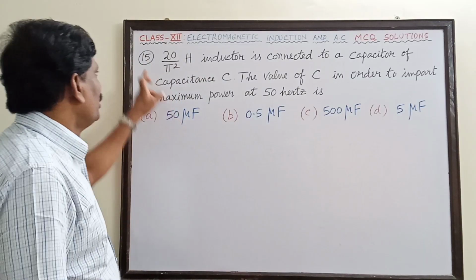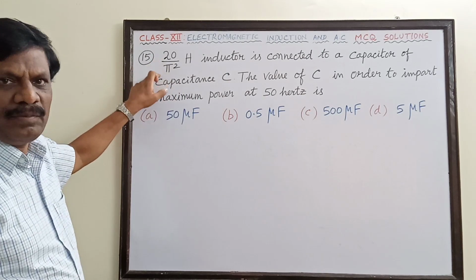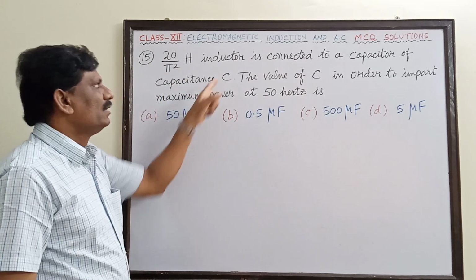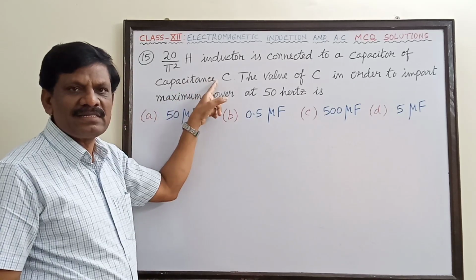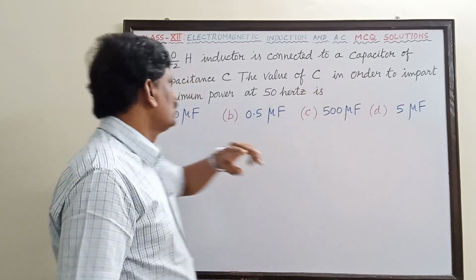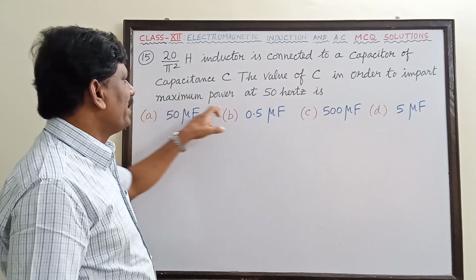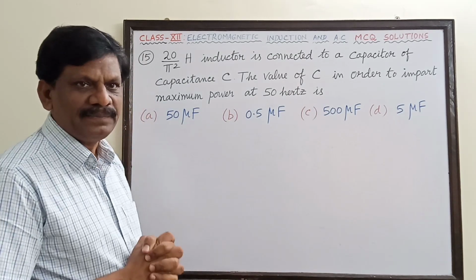Hi students, MCQ number 15. 20 by pi square Henry inductor is connected to a capacitor of capacitance C. The value of C in order to impart maximum power at a 50 Hz frequency has to be determined.